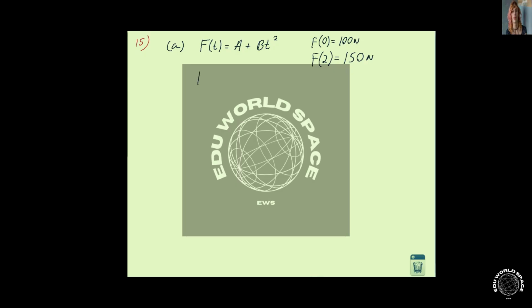So first off, the force at time 0 is equal to 100, which is equal to a plus b times 0 squared. So we see that a is simply equal to 100 newtons. And plugging that in for the force at time 2 now, that's going to equal 150 newtons, which is equal to a, which was 100, plus b times now 2 squared.